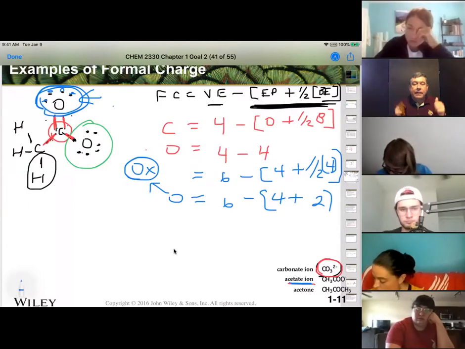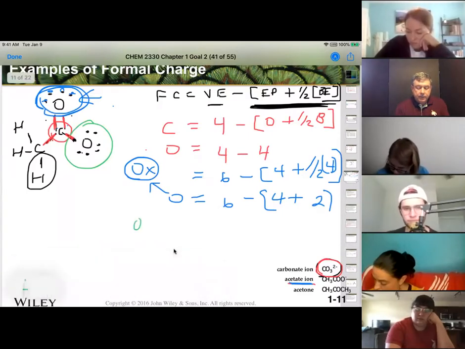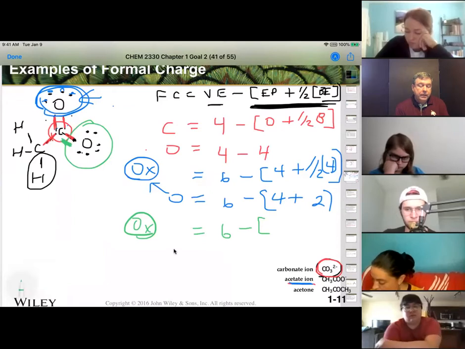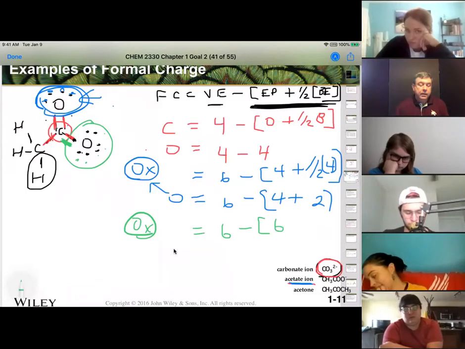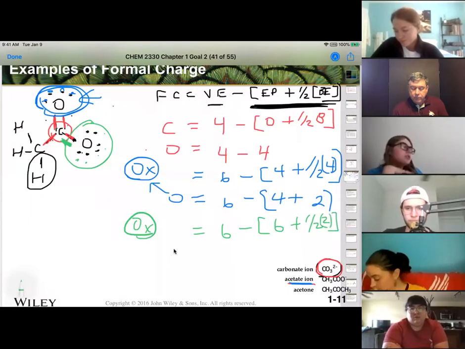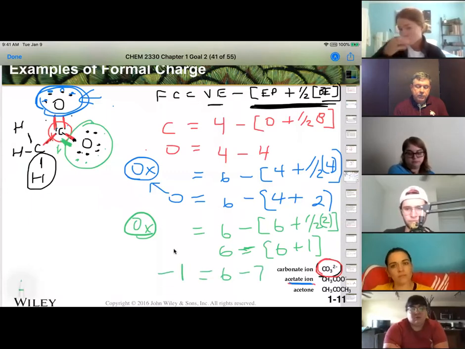So let's calculate that last oxygen and see where it is. If we look at this last oxygen here, we're going to start with 6 electrons because of where it is on the periodic table, minus... it only has 2 bonding electrons, but it has 1, 2, 3, 4, 5, 6 non-bonding electrons, plus 1/2 of 2. We only have the 2 bonding electrons. So that's 6 plus 1 minus 6. So that's 6 minus 7, which means the formal charge is minus 1.